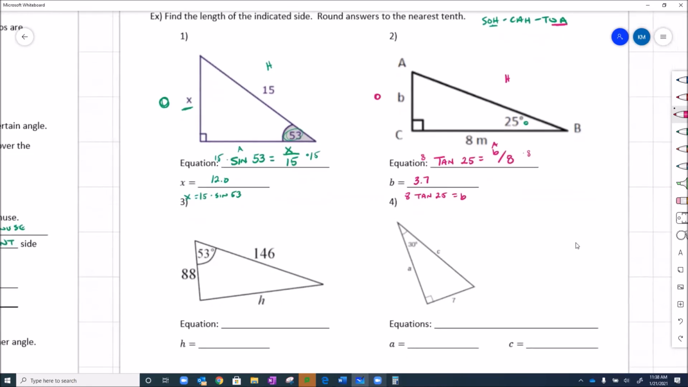Looking at our next problem, we have number 3 here, 88, 146, and then H. Notice in this problem, different from the other 2 problems, this is not a right triangle. We will not be able to use our trig functions for this. Actually, we'll revisit this towards the end of the chapter when we talk about law of cosines. But we will not be able to use trig functions for this because it's not a right triangle.